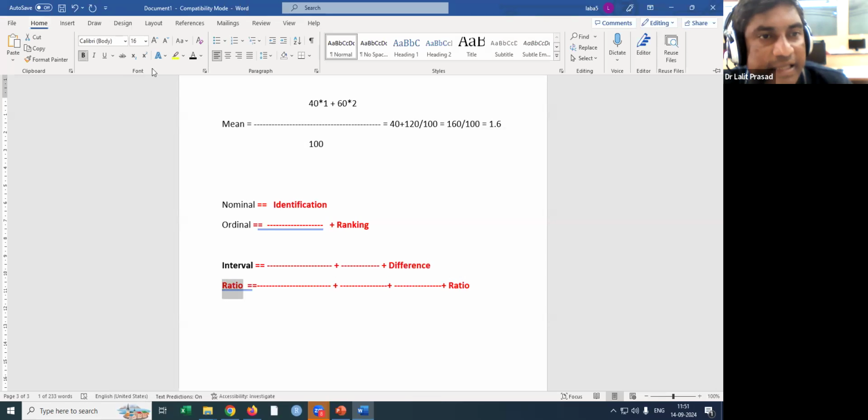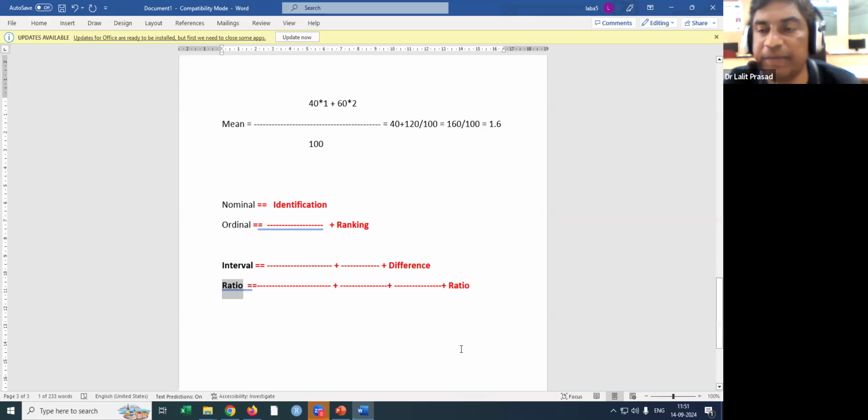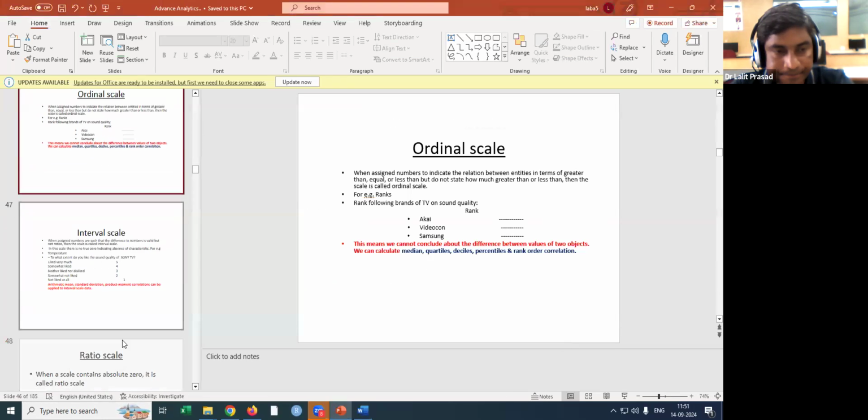So these 2 scales are known as the continuous scale. Continuous means the data will be in decimal also. Whereas in case of nominal scale, you cannot find the decimal value. Interval scale, so we'll discuss this.